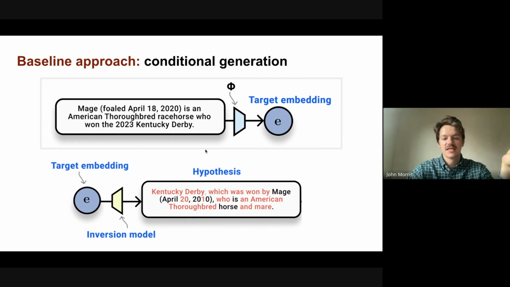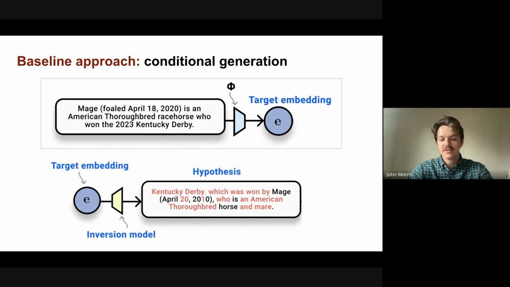So when we run this encoder-decoder model, let's start with this input. It says Mage, an American thoroughbred racehorse who won the 2023 Kentucky Derby. We train this model, our new inversion model, based on that fancy architecture I just showed you. And it works okay. We train it end to end by getting a large set of embeddings of text we know and their corresponding text, and just learn this as a language model using maximum likelihood to output the text given the input embedding.